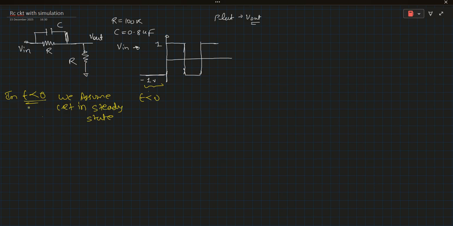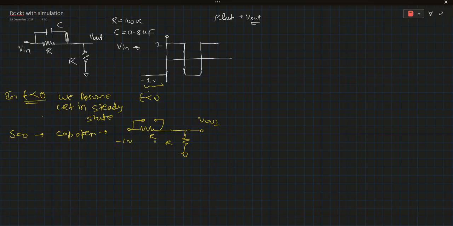In t less than 0, we have steady state. Steady state means s is equal to 0, so the capacitor opens, and the circuit looks like this: a resistor and this. It is like a resistor divider circuit with equal resistance, and the input is minus 1 volt.